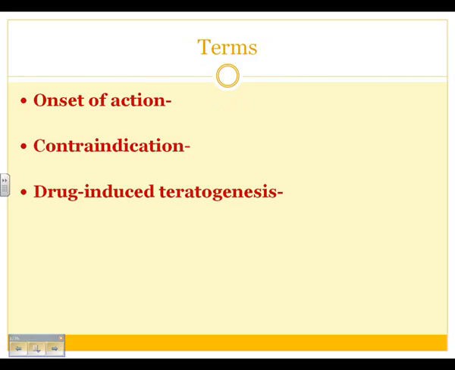Okay, here's some more terms that we're going to talk about. Onset of action. What do you think that means? When it starts working. Onset of action. The time it takes after a medication is given till you actually get some benefit from it, or you get a therapeutic effect. Onset of action: the time it takes from the time of administration till the time that it starts to produce a therapeutic effect.